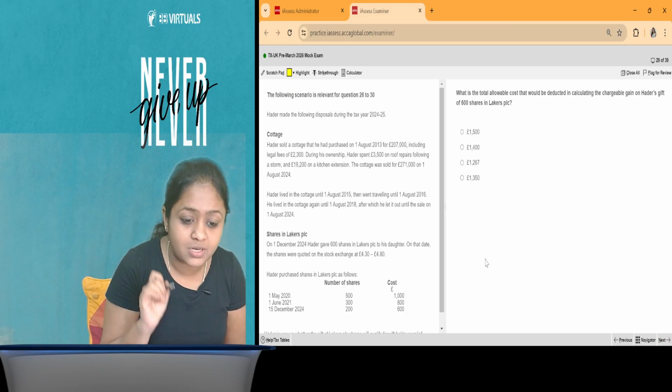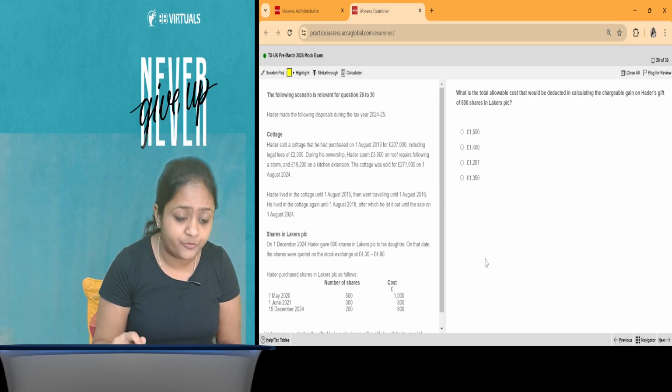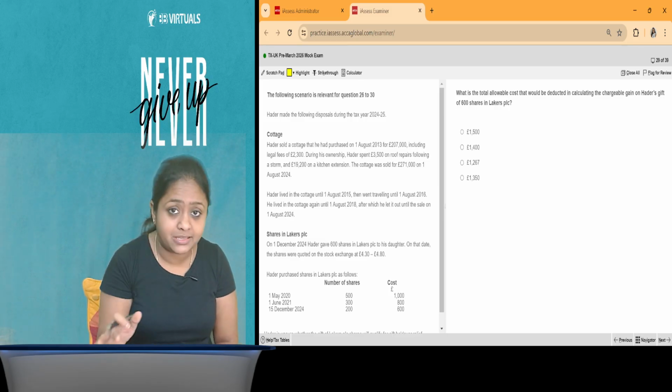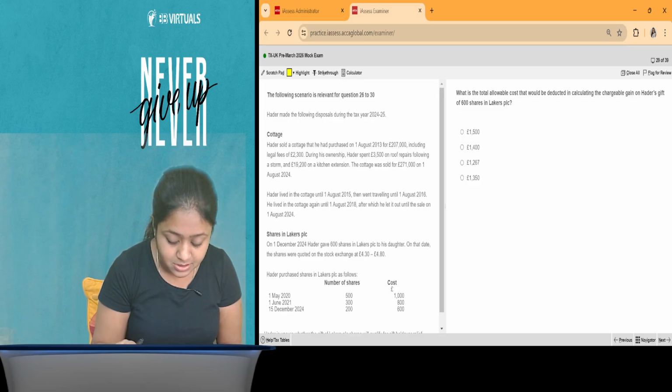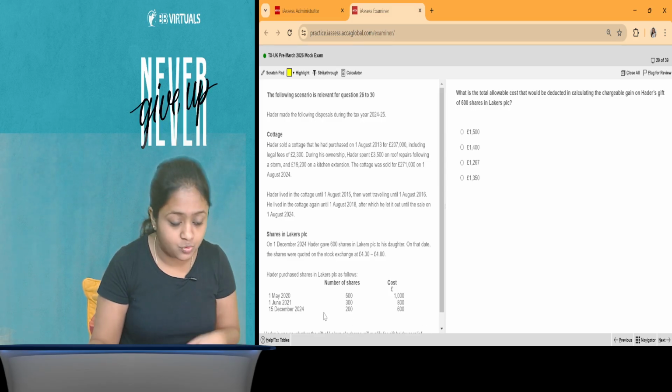What is the total allowable cost that would be deducted in calculating the chargeable gain on Hadar's gift of 600 shares in Lakers company? So he has purchased the shares like this. We have to accumulate the cost and take the proportionate. Right? So let's accumulate and take the proportionate. But we have to first see the matching rules, right?